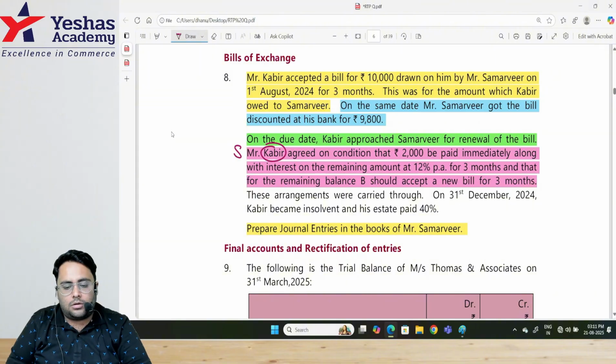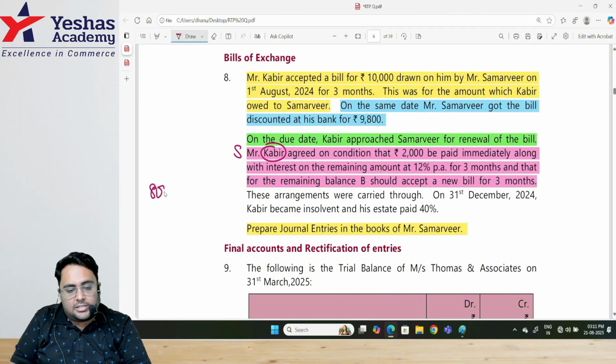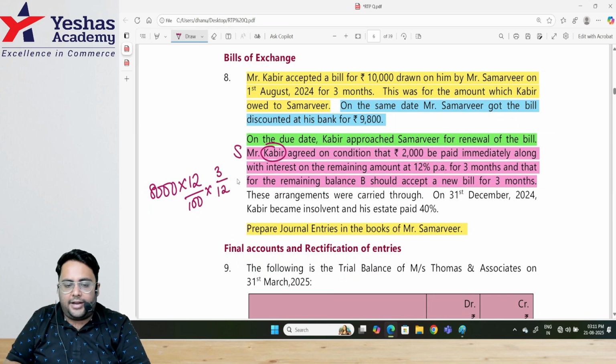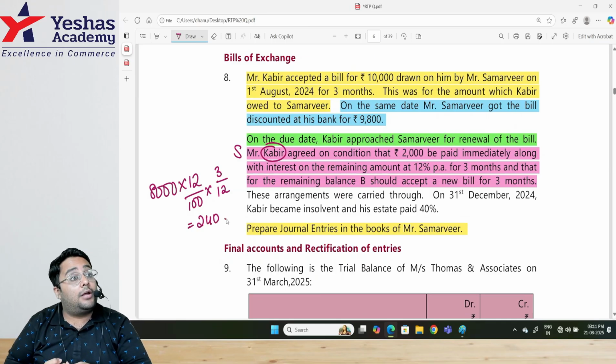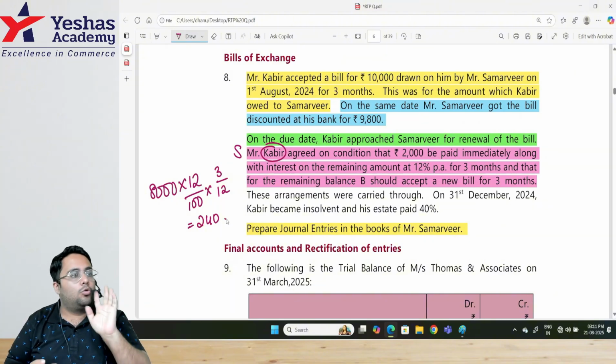What was the total amount? 10,000. In that 2,000 is paid. How much is the balance? 8,000. What is the rate of interest? 12%. What is the time period given? 3/12. How much interest? 240. Interest also to be paid immediately. What would be the entry? Cash account debit to interest. Cash to Kabir, cash to interest 240.